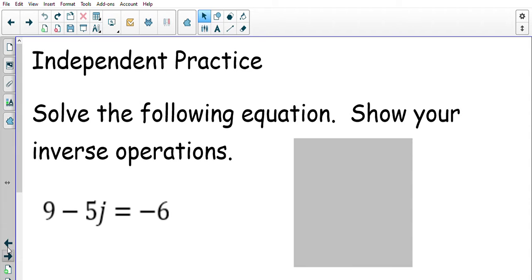But here's what I want you to do. I want you to try the question 9 minus 5j equals negative 6. You're going to pause the video and try it, but before you do that, don't forget, anytime the variable comes after subtraction, add the opposite. All right, give it a try.